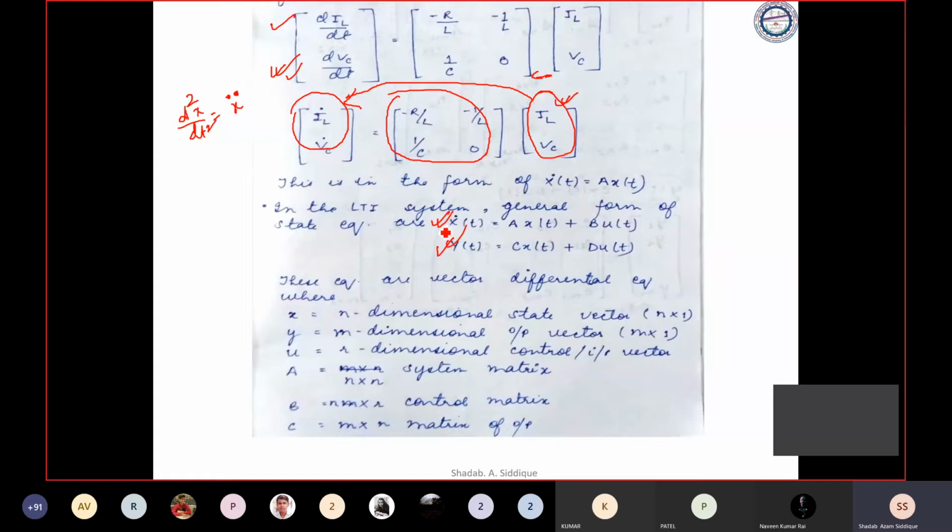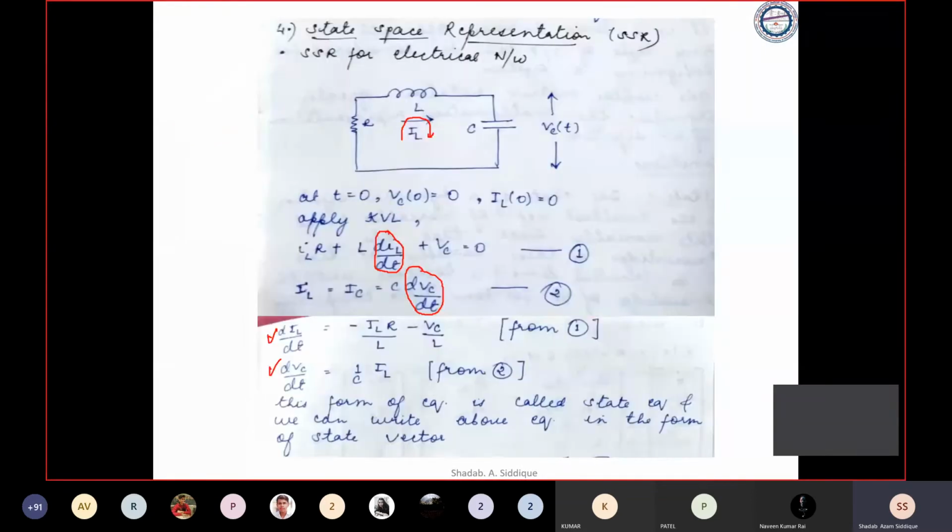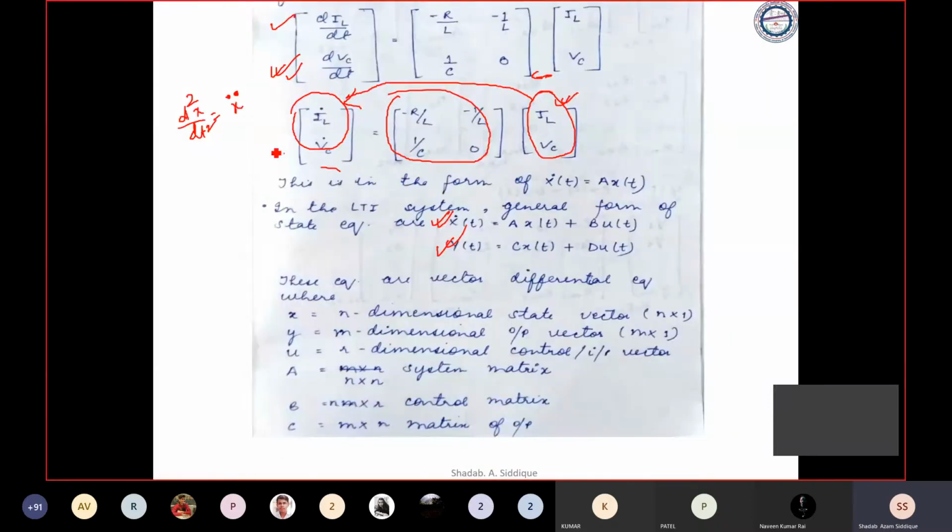So we have a state equation, this one, and we have an output equation, this one. Here there is no output, so that's why we have not represented an output equation. If we have an output, we can go through this. We have seen that here we have two energy storage elements, the inductor and the capacitor. That's why it is written as a two state vector, x1 and x2, which is represented here.